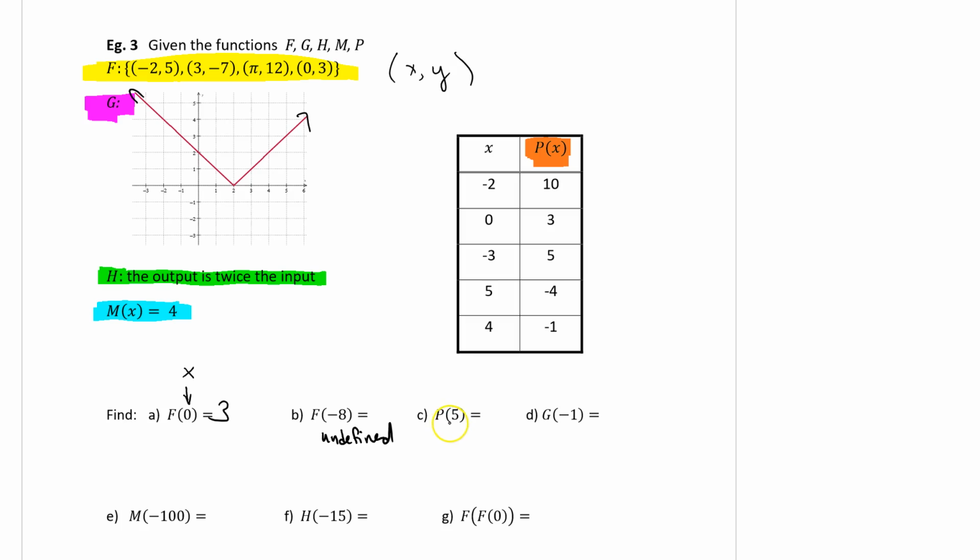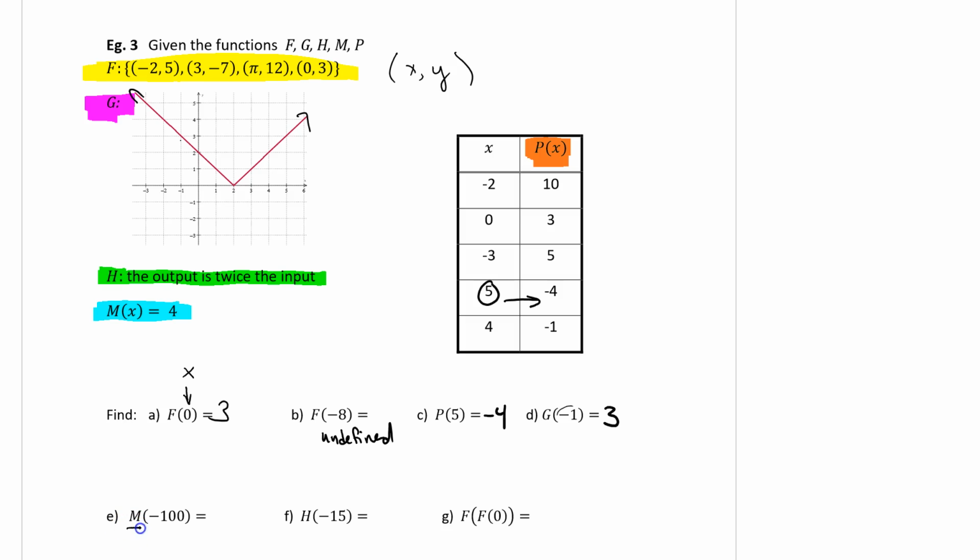So what about p at 5? Well, if my x value is 5, that means the p of x, the output, what's being spit out, is going to be -4, and we can just read it off of the chart. What about g at -1? Remember, -1 is our x. So I'm going to go on my graph here and say, okay, -1 is my x. What's my y? My y is 3.